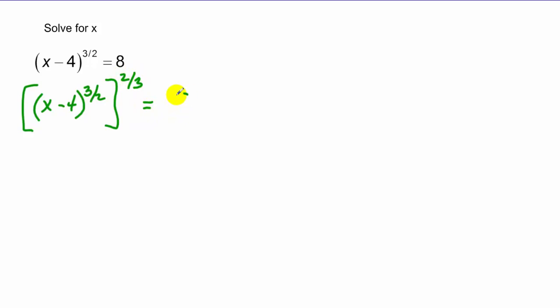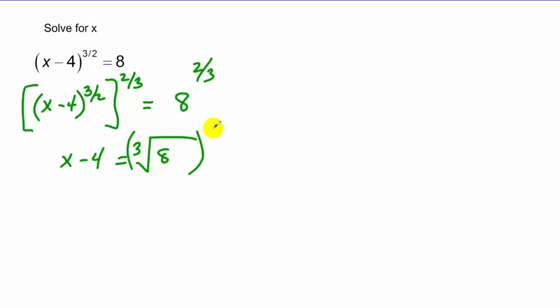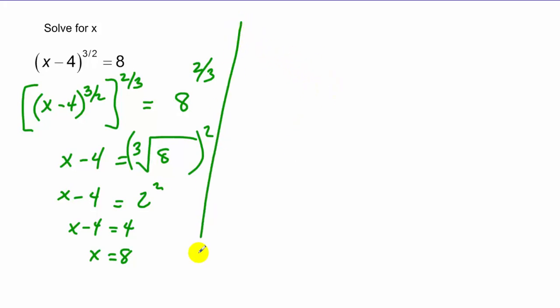Now whatever I do to one side, I must do to the other side. The left side of this equation goes to x minus 4 raised to the first power. The right side goes to the cube root of 8 squared. So I have x minus 4 is equal to 2 squared, or x minus 4 is 4, so x equals 8. Now there's another way to go about doing this, and that would be to take and convert my rational exponent to radicals.